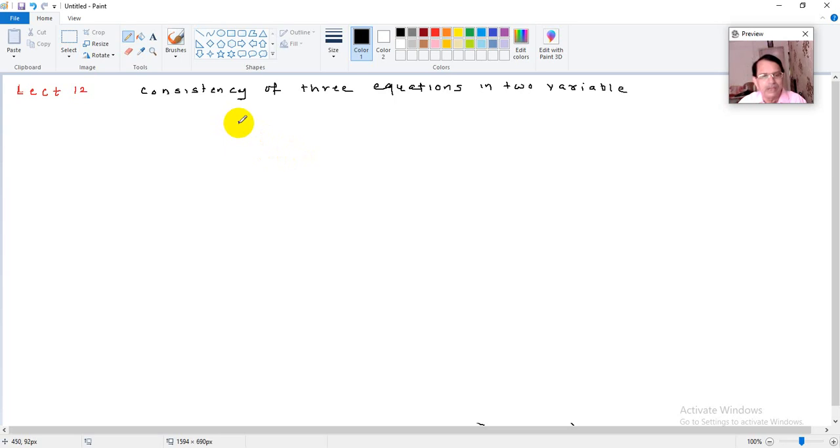If you have 3 equations like this, a1x plus b1y is equal to say c1, then second is a2x plus b2y is equal to c2. Okay, and third is a3x plus b3y is equal to c3.